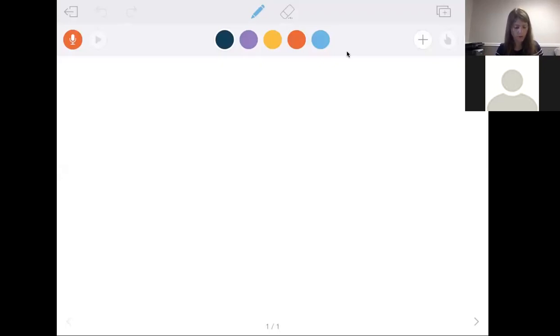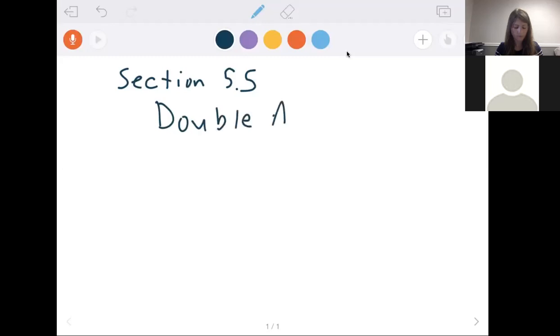So what are we covering? We're in section 5.5. And we are going to pick out a small selection of 5.5. We're going to focus on what's called the double angle formulas. And we're going to focus, like we did in 5.4, on sine and cosine, and then just take a brief look at tangent.